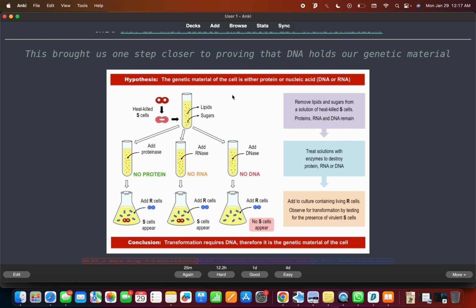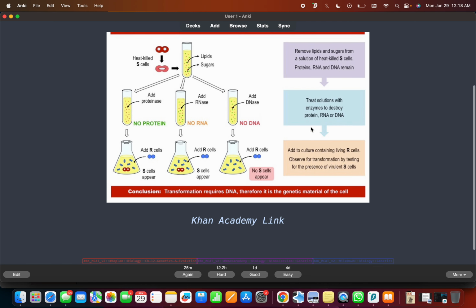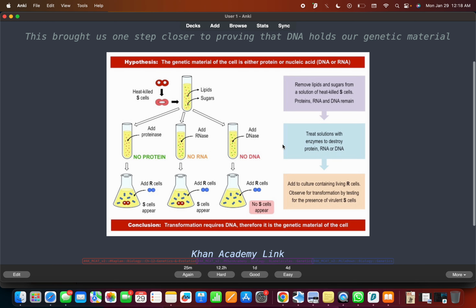Hypothesis: the genetic material of the cell is either protein or nucleic acid, so DNA or RNA. Remove lipids and sugars from a solution of heat-killed S cells. Proteins, RNA, and DNA remain. Treat solutions with enzymes to destroy protein, RNA, or DNA. Add to culture containing living R cells. Observe for transformation by testing for the presence of virulent S cells and heat-killed S cells.